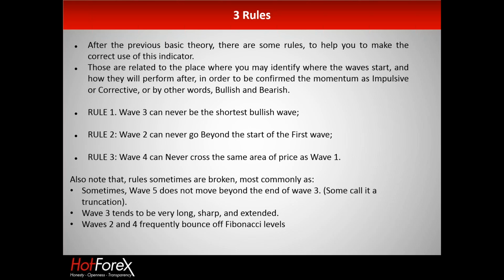Wave 3 tends to be very long, sharp and extended, and waves 2 and 4 are the corrective ones. They bounce off the Fibonacci levels. Remember, guys, on wave 2, which is bearish, the lowest low must lay around 78.6% of Fibonacci, and on wave 4 around 32.8% of Fibonacci. Okay, and this is more or less the basics for you guys to understand a bit about this theory.